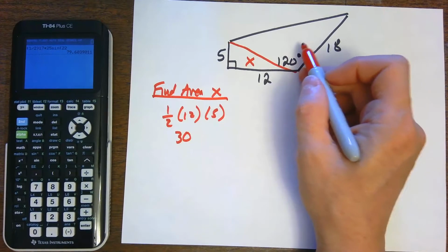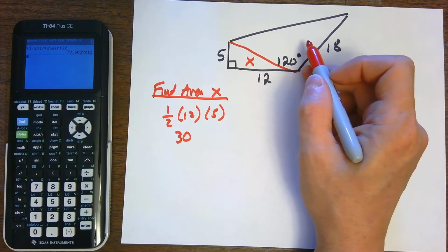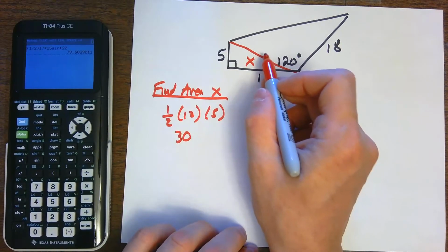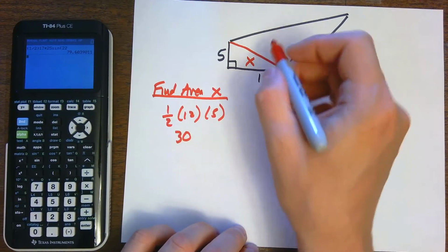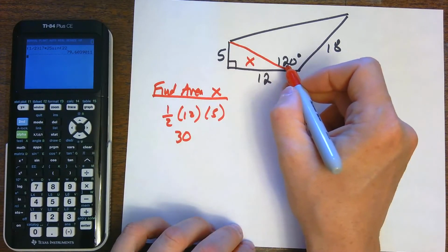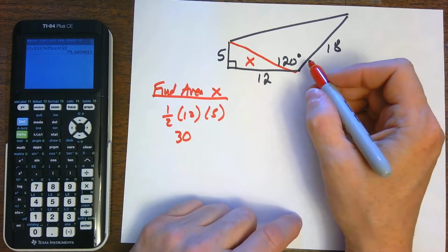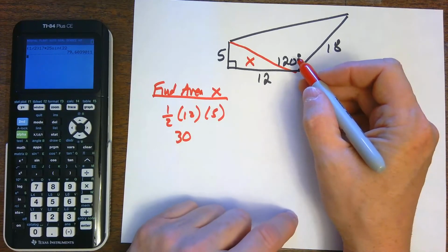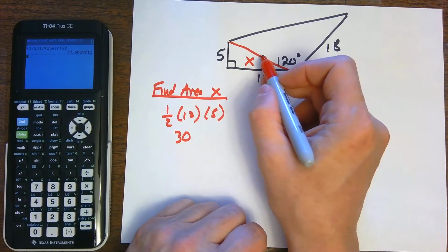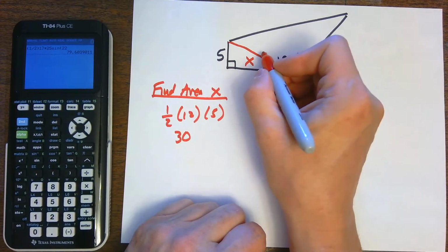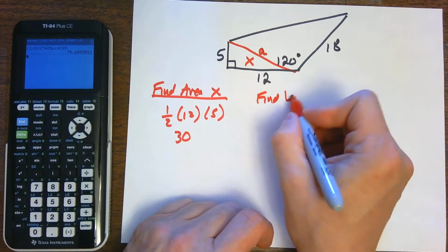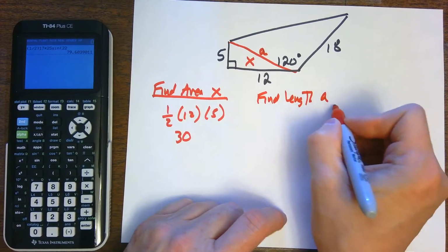Now, what about this triangle up here? Well, in order to find the area of this triangle up here, I need to know this length right here. Oh, I wish I hadn't called it triangle X now. So I need to know how long this part is right there. Well, let's see. If I know this is 5 and 12, what can I call that right there? Let's call this side length A. So I want to find the length of A.